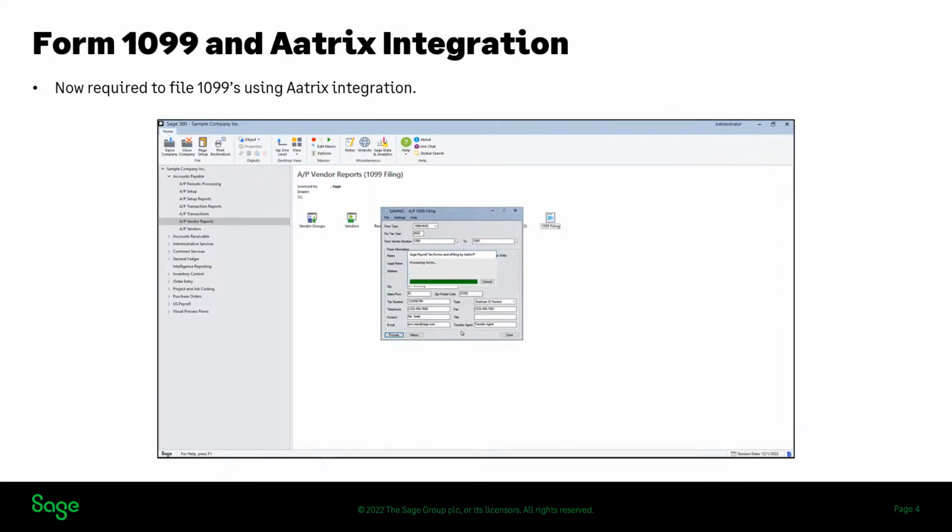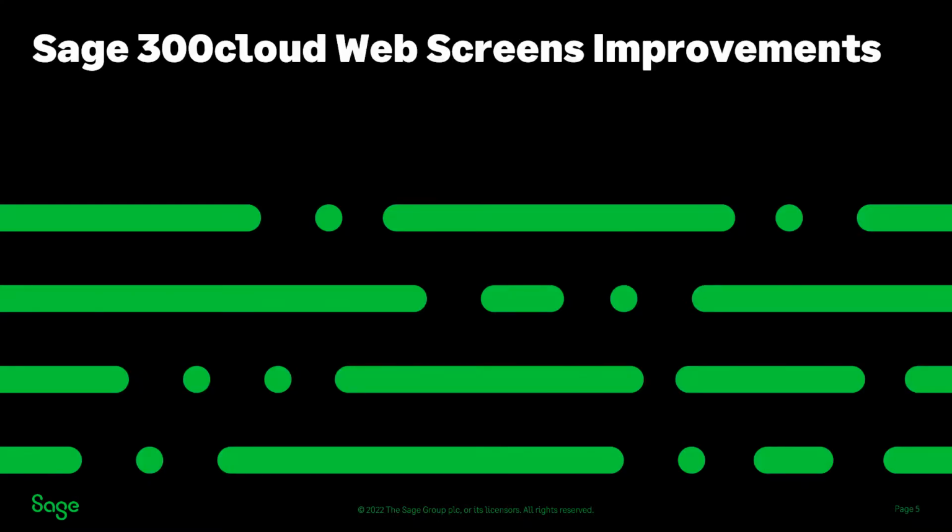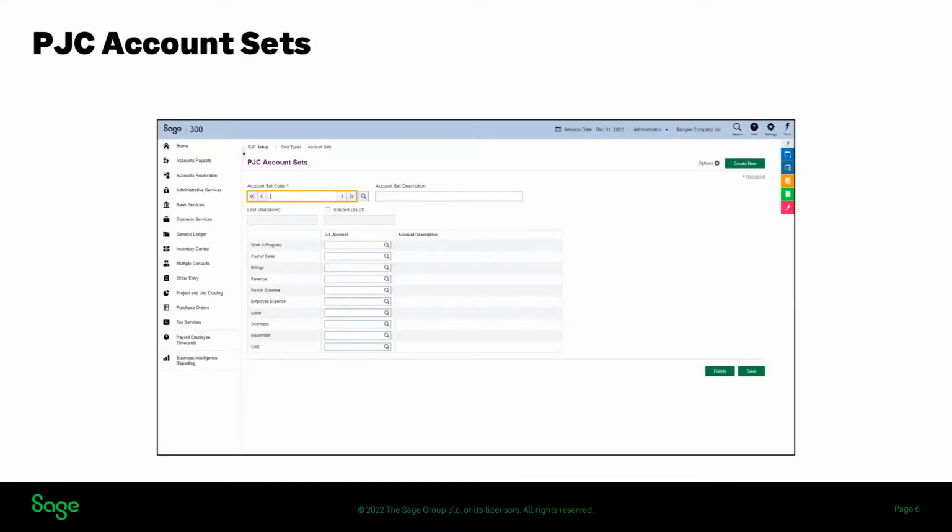In the AP vendor reports, we have repurposed Print 1096, 1099 forms to 1099 filing. It is important to note that this is a paid feature, so the customer will be onboarding and subscribing with Aatrix, which is outside of Sage 300. Now let's have a look at web screens improvements.